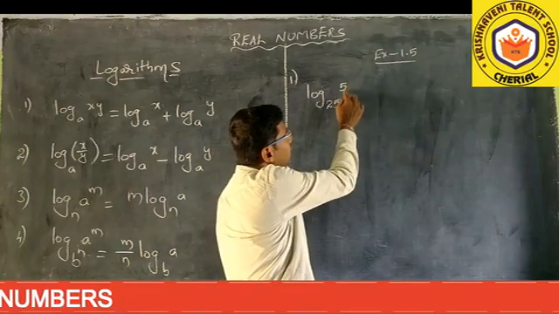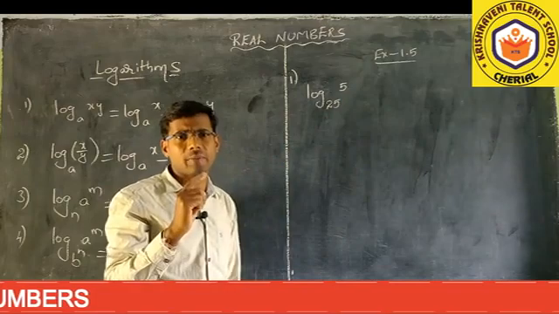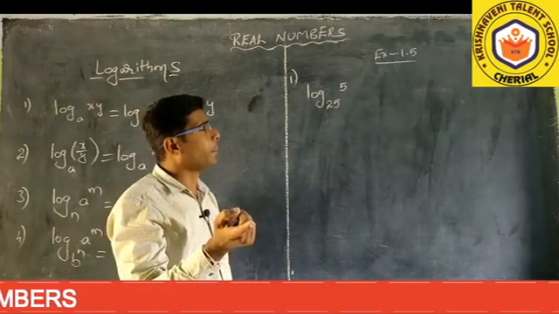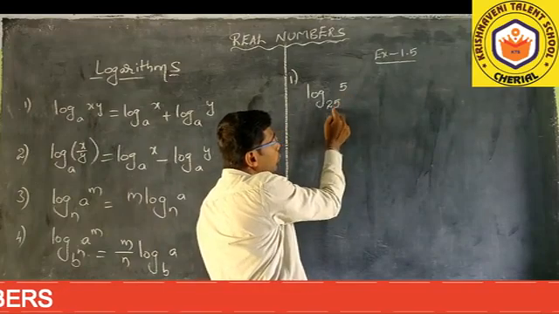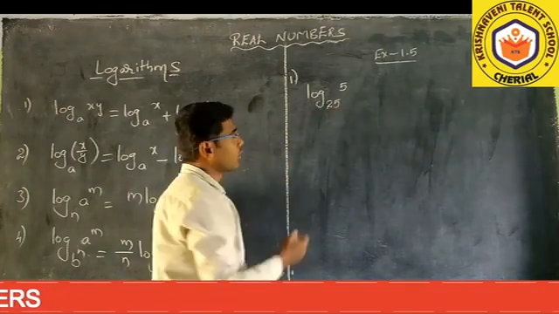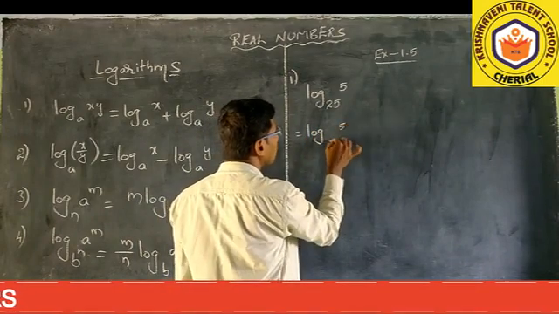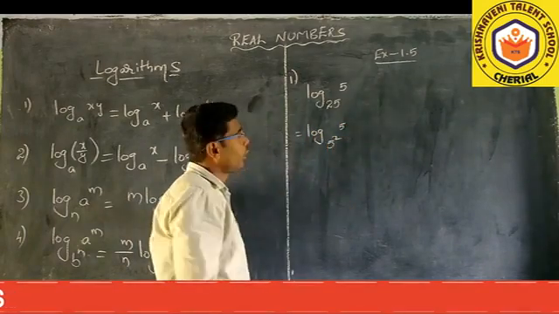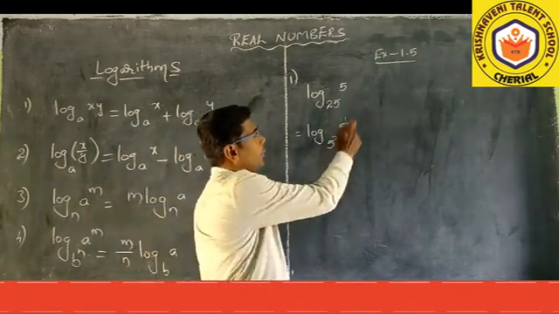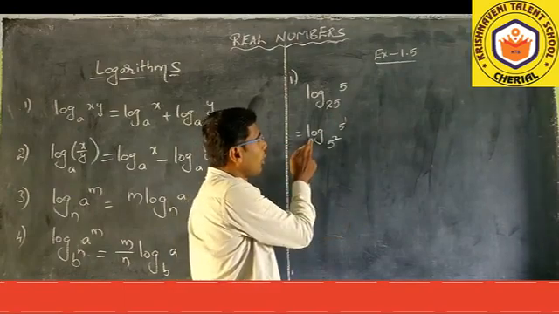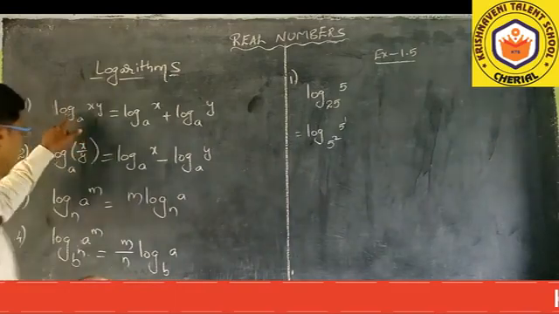See, here the number is 5 and the base is 25. There is always some relation between the number and the base. Here the number is 5 and the base is 25, which means 25 can be written as 5 square. So this equals log 5 to the base 5 square. Now 5 I can write as 5 to the power of 1.